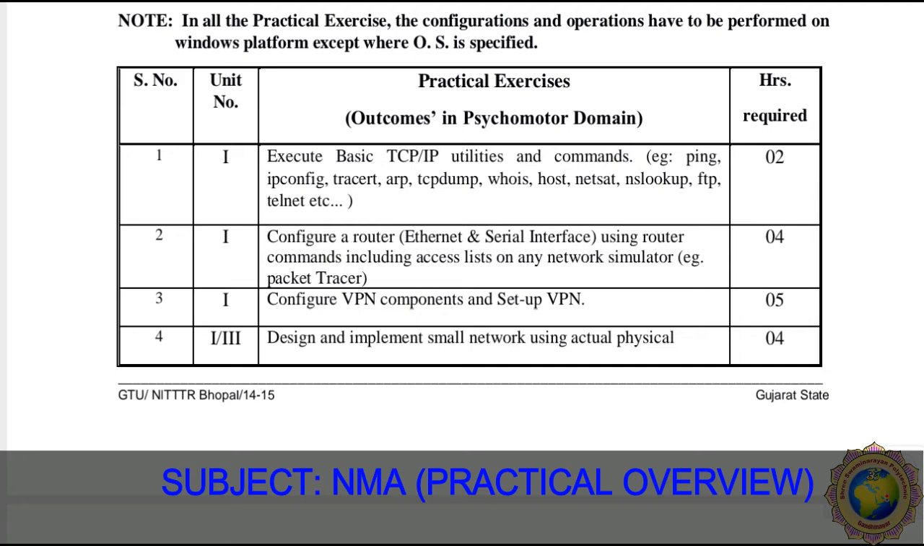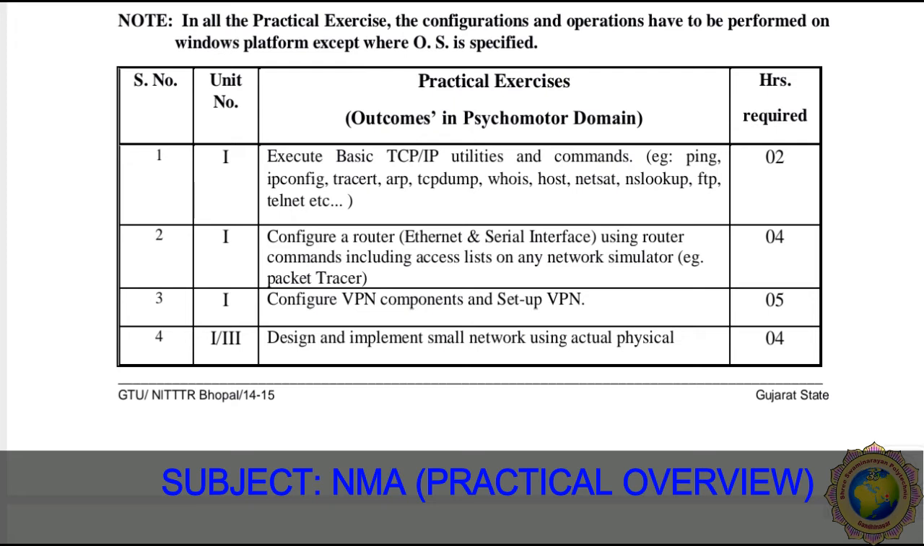Then practical number 3 is to configure VPN components and set up a VPN. What is VPN? Virtual Private Network. We use a VPN daily in our mobile systems as well as on websites. So how do we configure and set up this Virtual Private Network? This practical requires 5 teaching and learning hours.